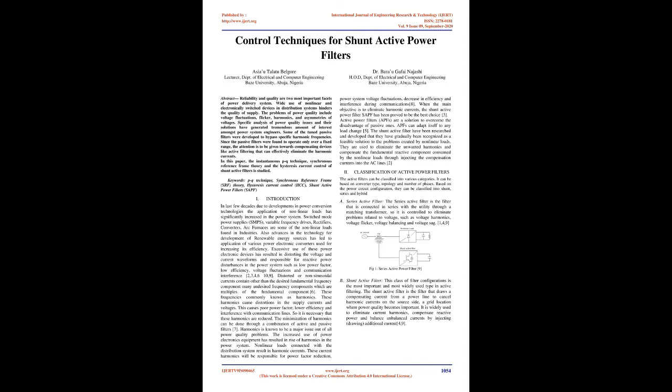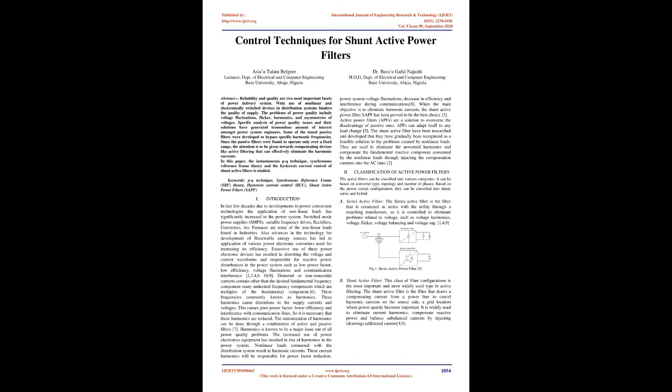Distorted or non-sinusoidal currents contain other than the desired fundamental frequency component many undesired frequency components which are multiples of the fundamental component. These frequencies commonly known as harmonics. These harmonics cause distortions in the supply currents and voltages. This causes poor power factor, lower efficiency, and interference with communication lines. So it is necessary that these harmonics are reduced. The minimization of harmonics can be done through a combination of active and passive filters.